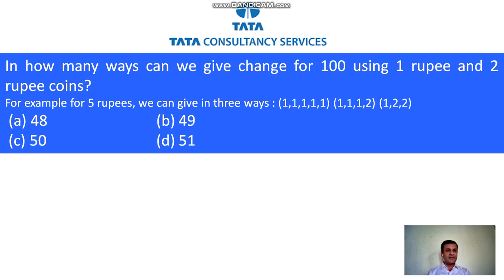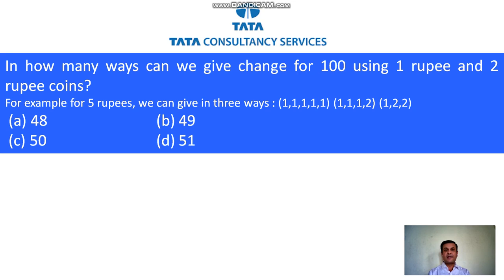If the question is like this: in how many ways can we give change of 100 using 1 rupee and 2 rupee coins? For example, for 5 rupees, it can be given in 3 ways. All 5 coins of 1 rupee, or 3 coins of 1 rupee and 1 coin of 2 rupees, or 1 coin of 1 rupee and 2 coins of 2 rupees each. So, if 5 rupees can be paid in these 3 ways, in how many ways can 100 rupees be paid if we have only 1 rupee and 2 rupee coins? And the 4 options are like this.